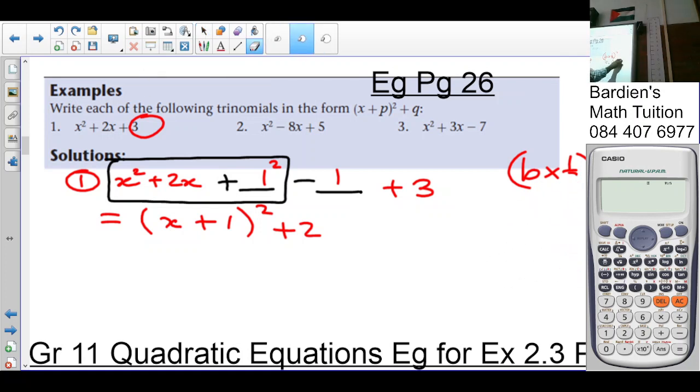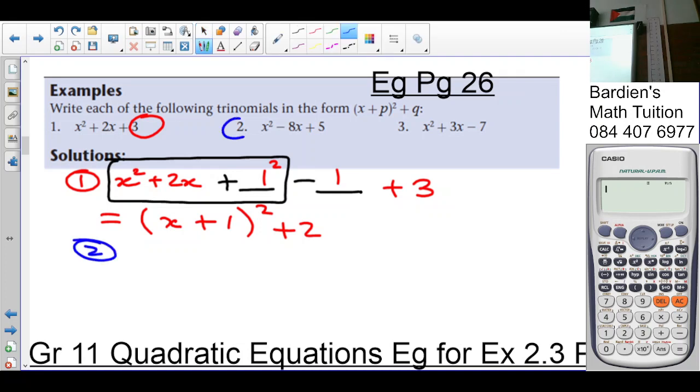Let's try another one. Number 2. Okay. Number 2, you've got x squared minus 8x plus 5. Right, where do we start? We start by saying, you've got x squared.